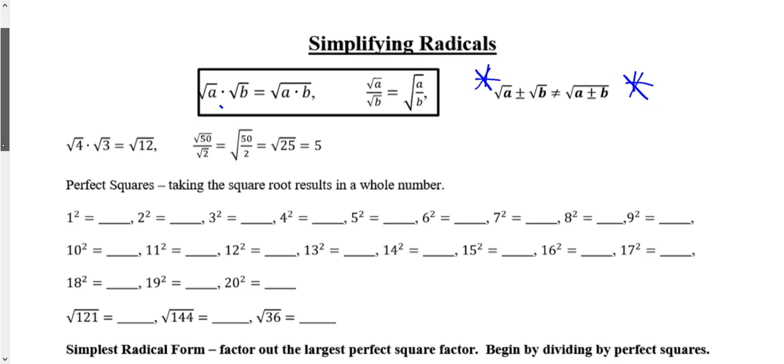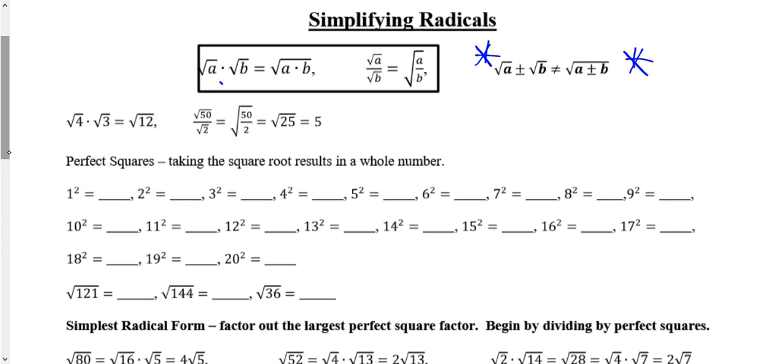So for example, square root of 4 times the square root of 3 using this property would be what? Square root of 12. Why did you say 12? I heard people say 12. Is this a 12? No, it is not. That's a square root of 12. It's a completely different number, right?